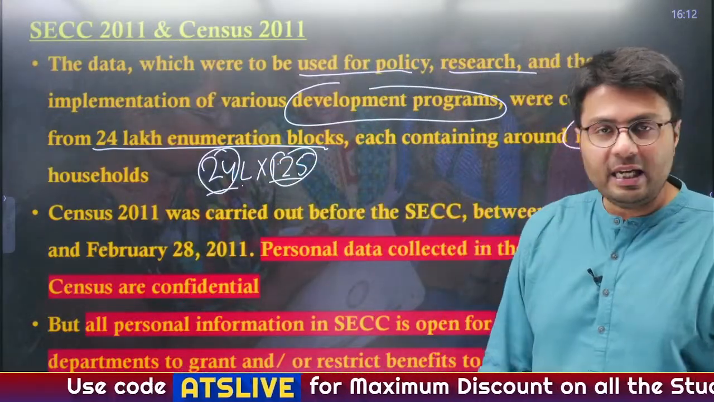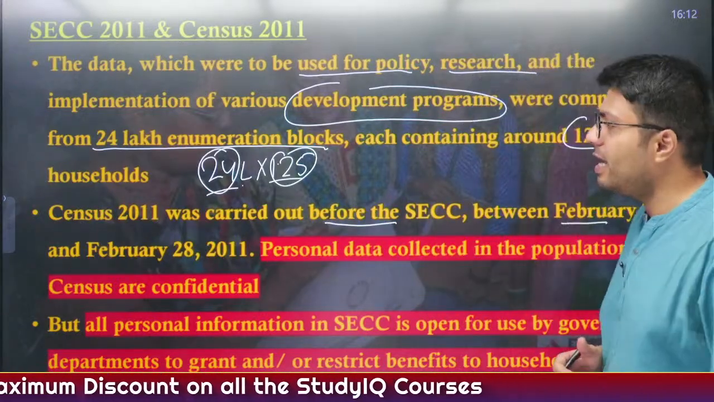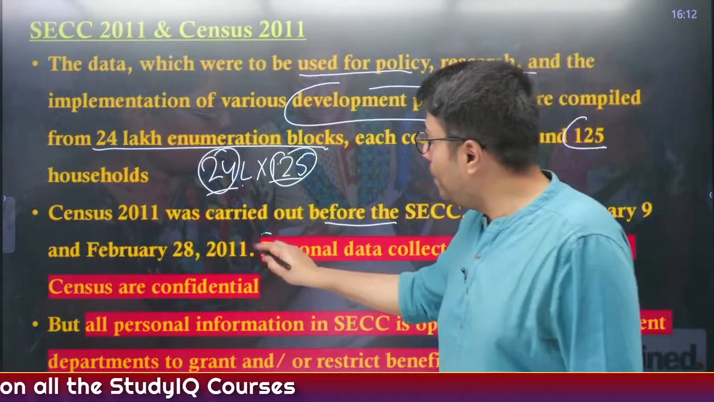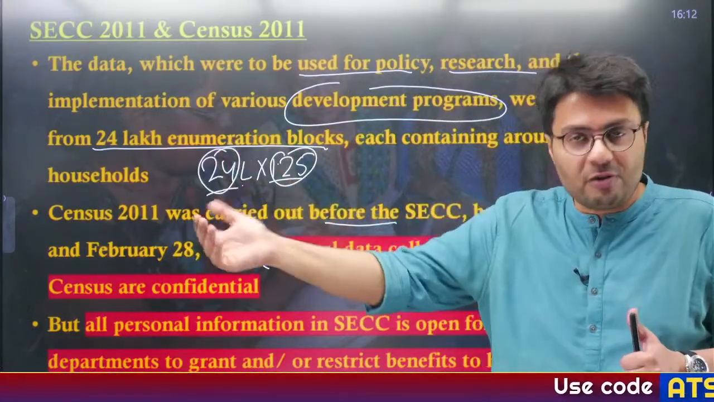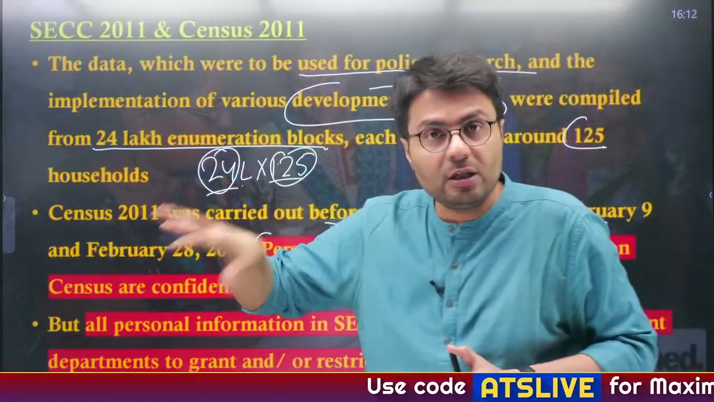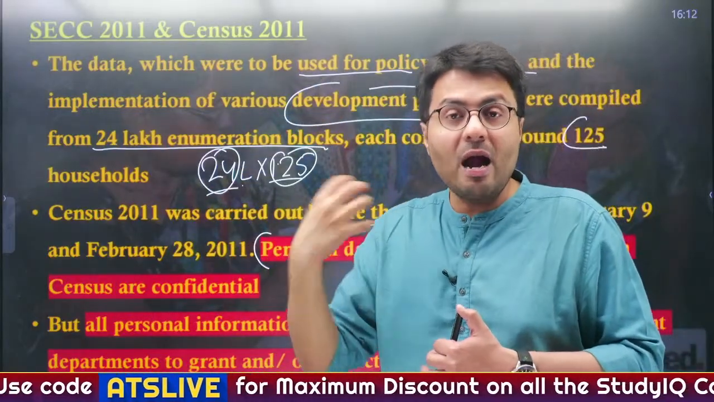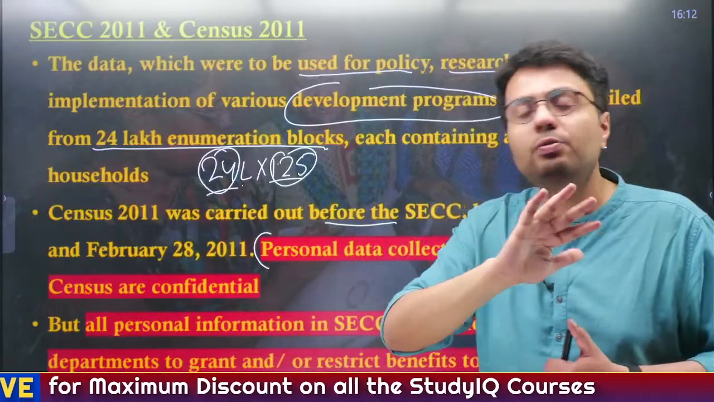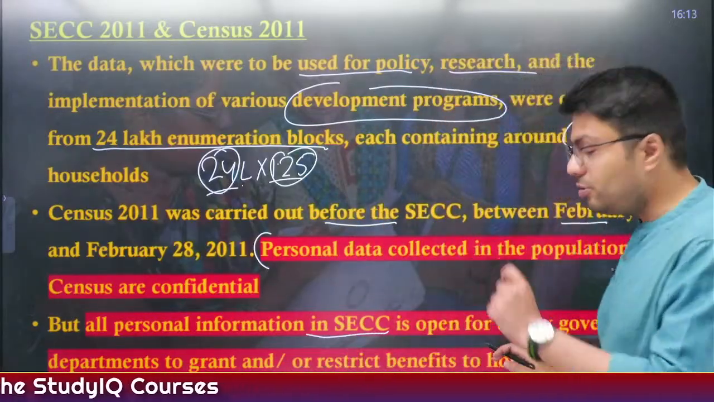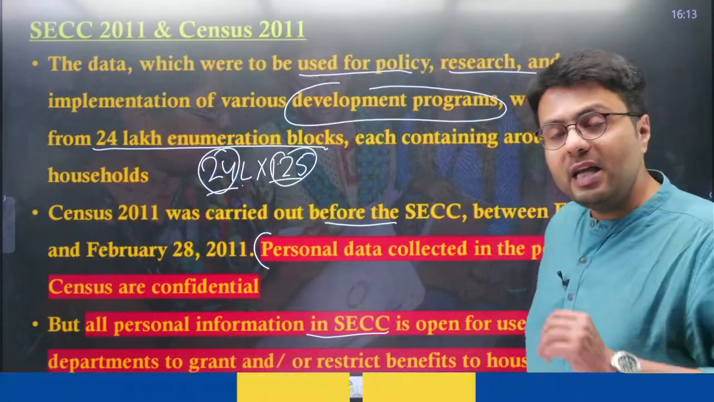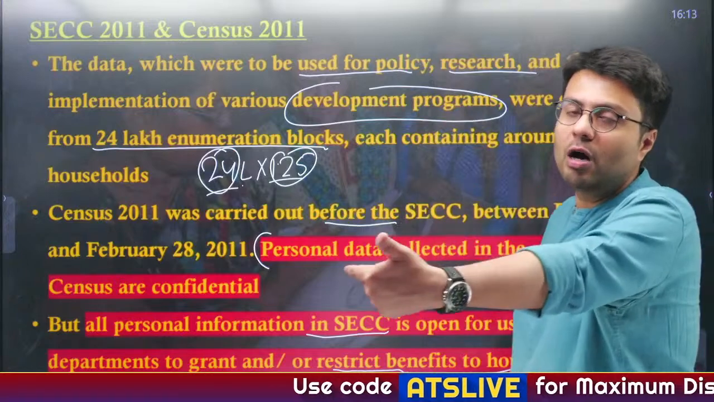Now, Census 2011, which was carried out before SECC, happened between February 9 and 28. But you have to remember, the personal data which the government got out of the census was never made publicly available. Only the total population data was made available, but individual data like my name, my address, my occupation status were not to be revealed. But all personal information in the SECC is open for government departments and agencies to be used in order to provide benefits or restrict benefits to households in many schemes.